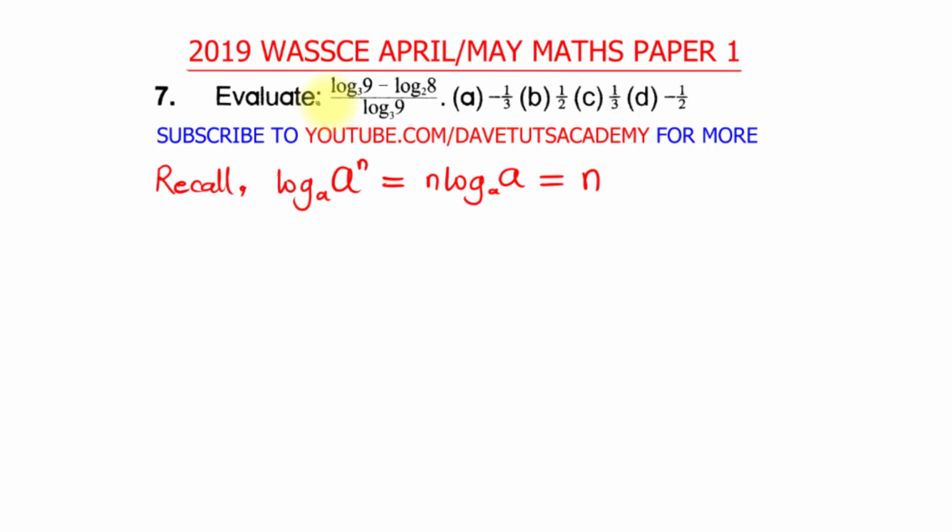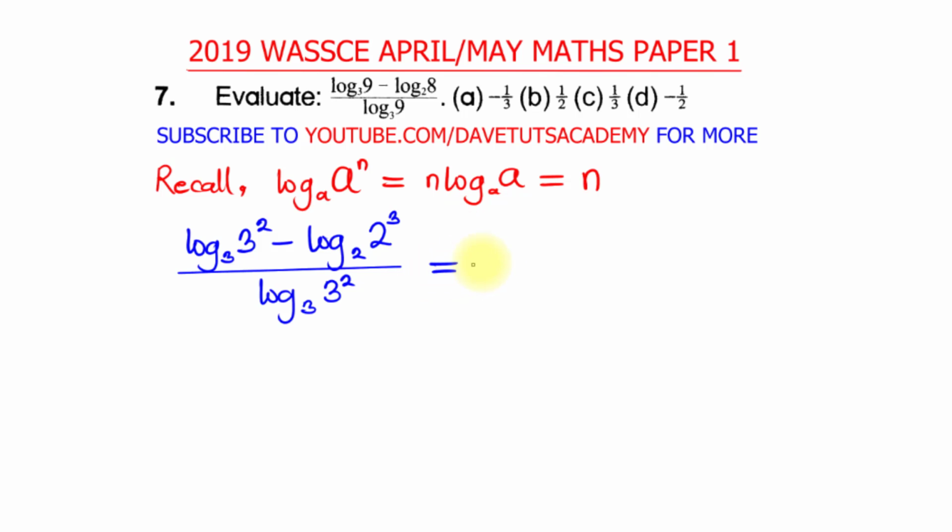Okay, so if we apply that principle here, we'll have log to base 3, but instead of 9 we can express 9 as 3 raised to power 2, minus log to base 2. Instead of writing 8, we know 8 is 2 raised to power 3, then we divide that by the log to base 3 of, again we have 9, and we can write 9 as 3 raised to power 2.